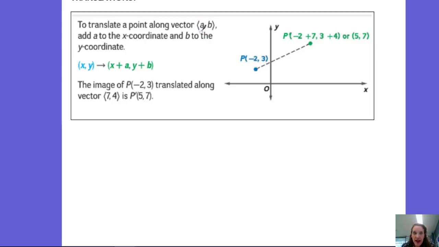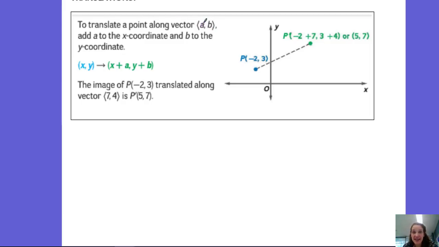The number in the first spot is the direction that you're moving left or right. So if it's positive, you're moving to the right. If it's negative, you're moving to the left. The second number is your movement in the y direction. Are you moving up or down? If it's positive, you're moving up. If it's negative, you're moving down.